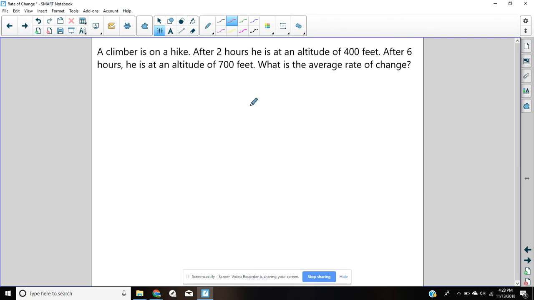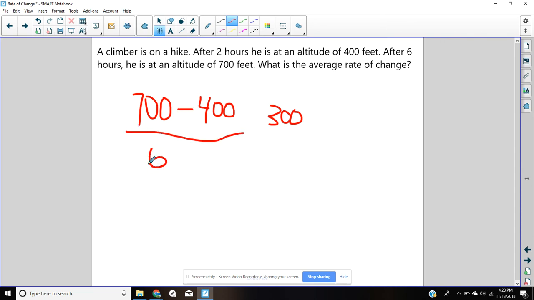Looking a little more closely at this rate of change, we're talking about two things in this example. On your worksheet, a climber's on a hike. After 2 hours, he is at an altitude of 400 feet, and after 6 hours, an altitude of 700 feet. Looking at this example, we can write this as what time is passing and what measurement has changed. In this case, we have a 700-foot altitude, and he's going up from 400. So how many feet has that changed? The quantity that's changed is a 300-foot increase or decrease. It'd be an increase. So the change in altitude changed over a period of time. How long was that? Well, from 6 to 2 is a total of 4 hours.